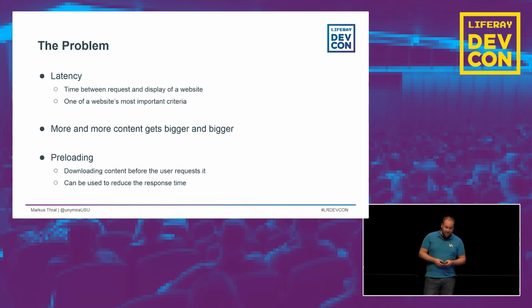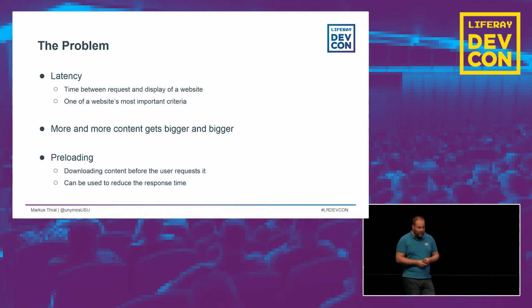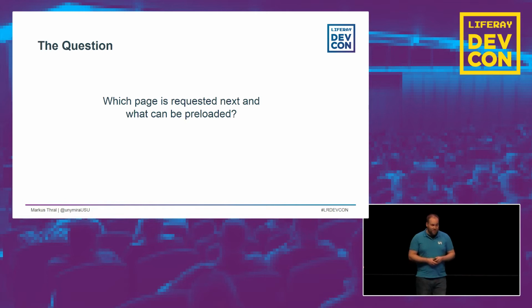And that's the problem. Latency, that means the time between a request and display of a website or a page, is one of the most important criteria of a website. But also, more and more content gets bigger and bigger. So you can use preloading to download the content before the user requests it, and so you can reduce the response time. But the question is, which page is requested next, and which content could be preloaded?